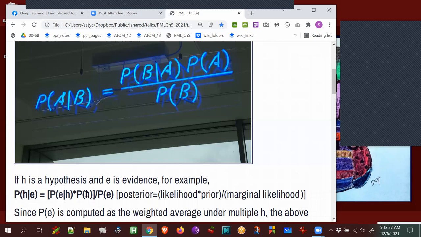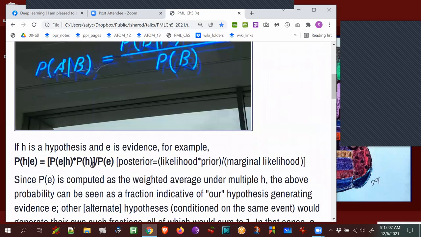So likelihood times prior divided by, for that same event, such as my COVID test coming out positive, there could be other hypotheses as well. So then you basically add up all those hypotheses. In fact, you multiply each hypothesis probability times the event happening under that hypothesis, meaning take the same numerator and do it in the denominator, but many times, one for each hypothesis. I'm going to show you a better example.